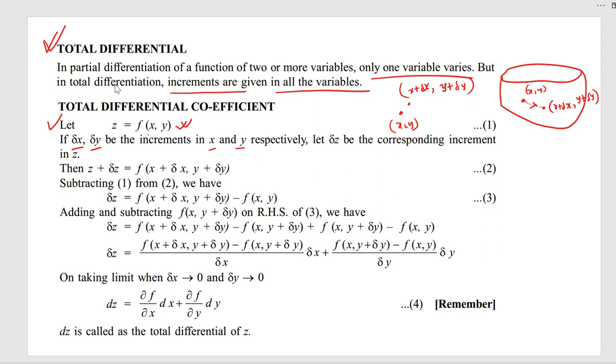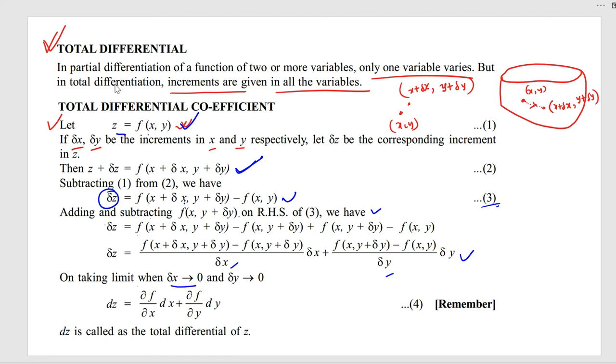Because earlier we have seen that one is fixed and another is varying. But in the case of total differentiation, we have this relation. So for z, we have this one, and for the delta z increment, we have this relation. And now this delta z is of this form, so this difference. And if you divide by delta x and delta y, and add and subtract f on the right hand side of 3, then we have this relation.